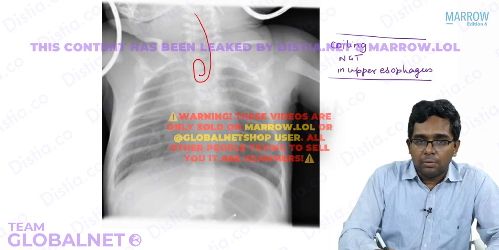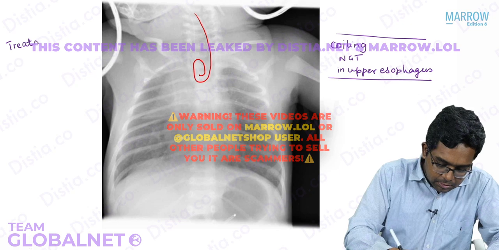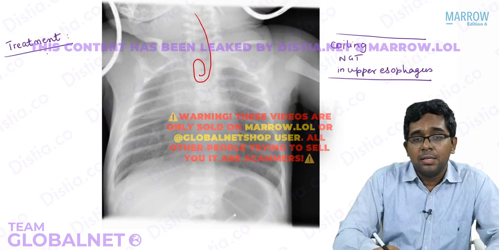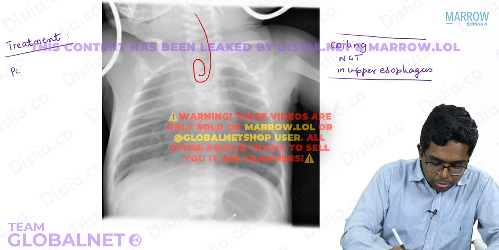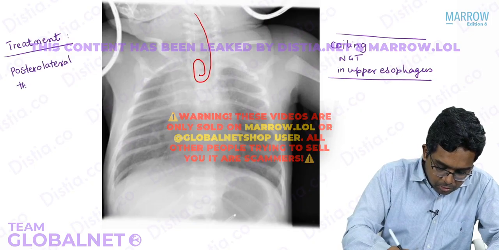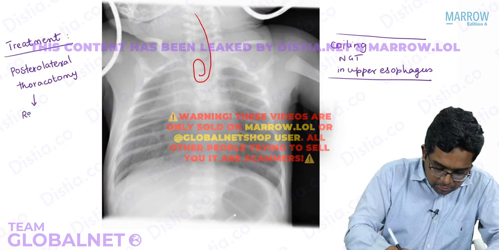Now lastly, you should know about treatment of esophageal atresia. Remember, this condition is corrected only by surgical repair. And what is that surgical approach? It is posterolateral thoracotomy. You perform posterolateral thoracotomy, and after that you go for the repair of the defects.